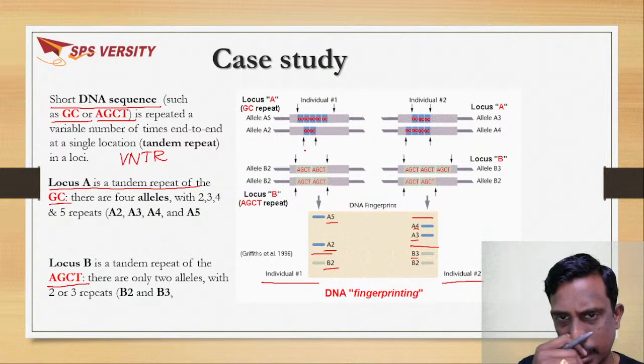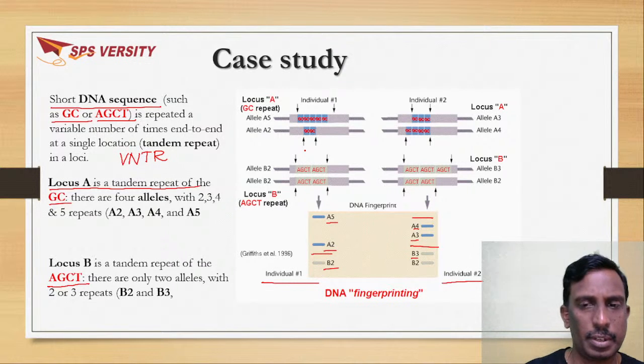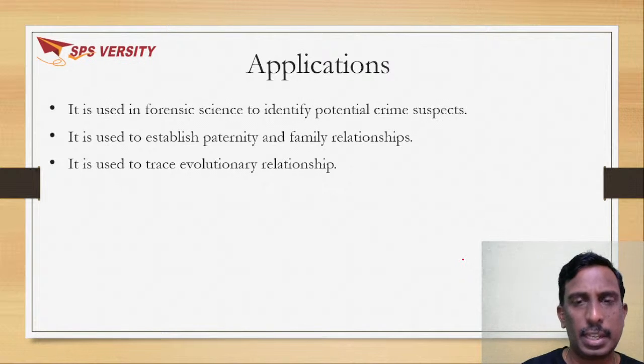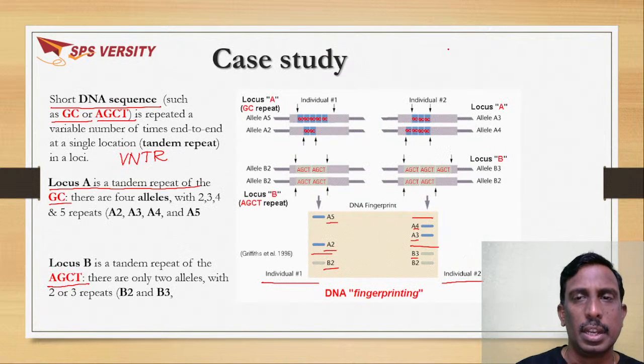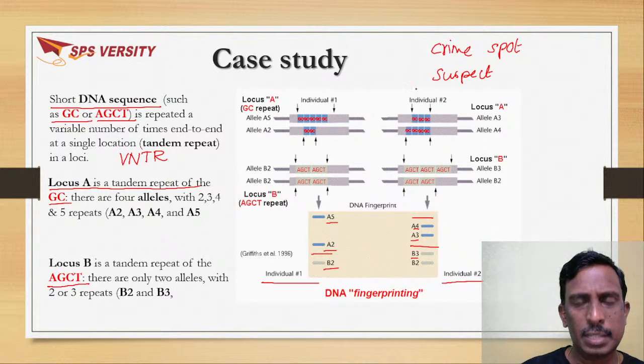During any crime, the DNA fingerprint is done for the suspected individual. Suppose we take individual 1 and individual 2, and the DNA fingerprint at a crime spot. This crime spot DNA is compared with the suspects or those who are already criminals. When it matches, he is considered the culprit. Like this, DNA fingerprinting is done.